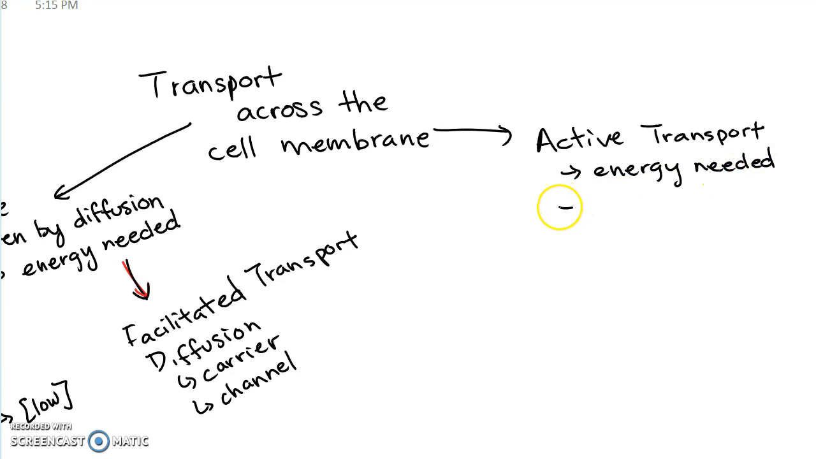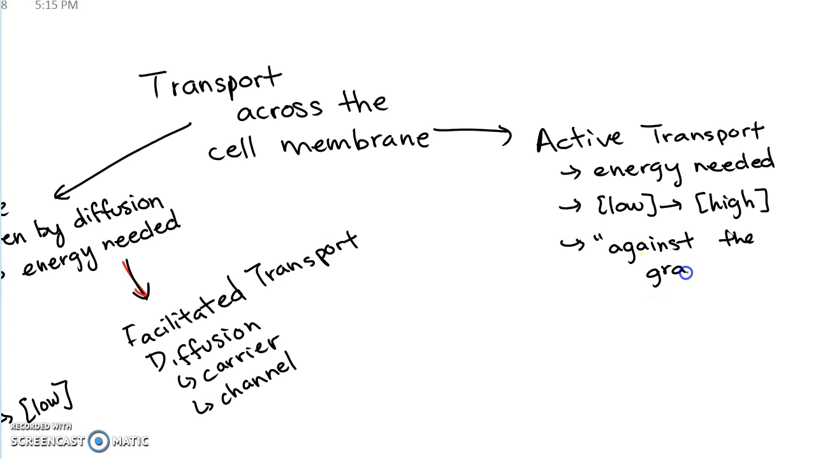And the reason why you need energy is because the molecules are traveling from a low concentration to a high concentration. You'll often hear it said they're going against the gradient, right? And that is harder to do, which is why you need energy. The energy is going to be in the form of ATP.